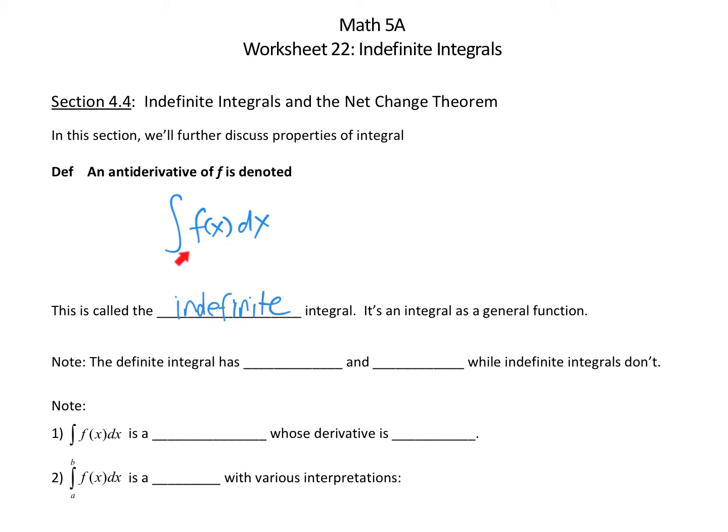Indefinite means there's no upper limit and no lower limit. It's the integral as a general function. The definite integral is what we talked about last section. It has a lower limit and an upper limit. In many cases there are numbers attached to it, so you could go from a to b, 1 to 5, or 1 to x. For the indefinite integral, we're just writing it symbolically, like a general function.